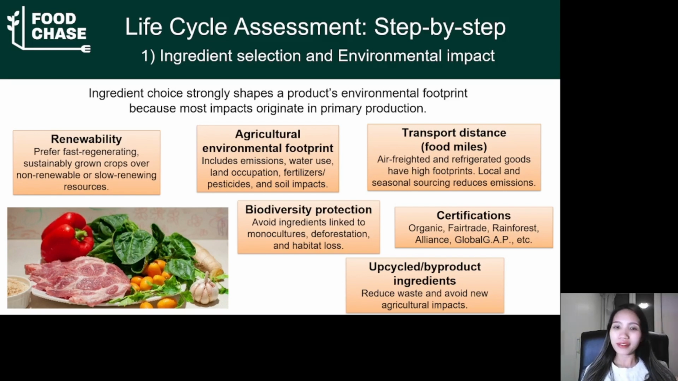In biodiversity protection, we avoid ingredients that link to monoculture, deforestation, and habitat loss. The certification like Organic, Fair Trade, Rainforest Alliance can make the ingredient become more reliable. And the use of upcycled or byproduct ingredients can reduce waste and avoid new agriculture impact.